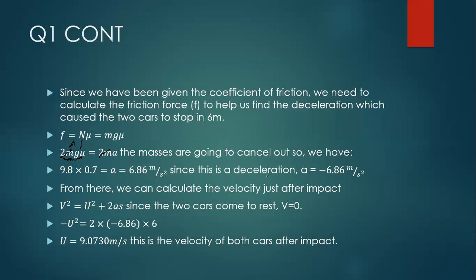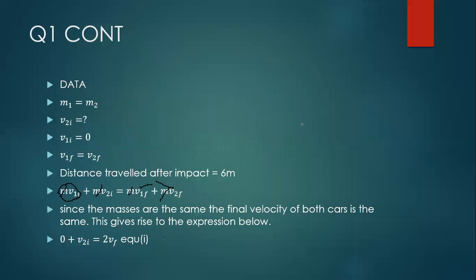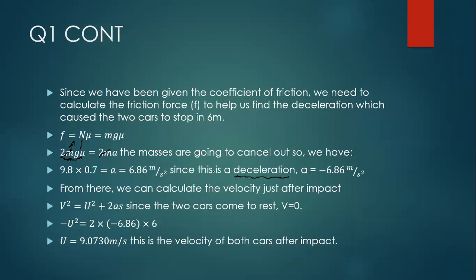Now, since we know this acceleration a is deceleration. Why are we saying deceleration? Because it caused it to stop. Both cars skidded in the original direction of the motion. If we are talking about a stopping force, and we are talking about stopping, then we are talking about negative acceleration. So the acceleration that we have found is a deceleration, and it's negative acceleration.